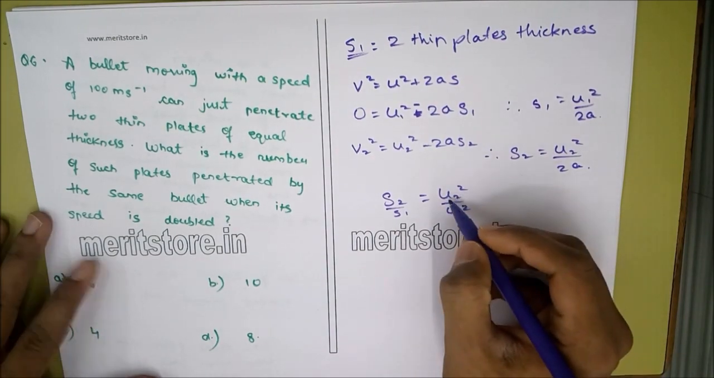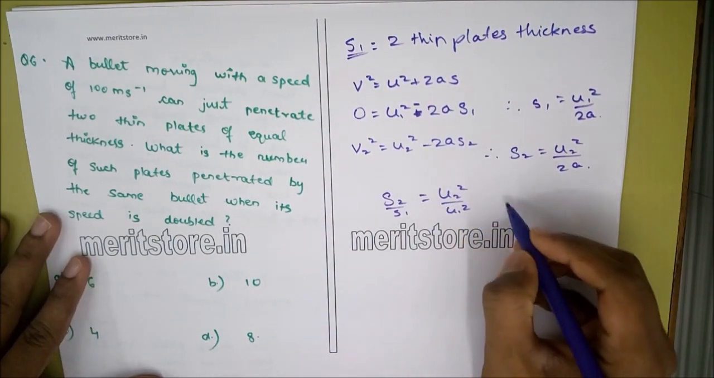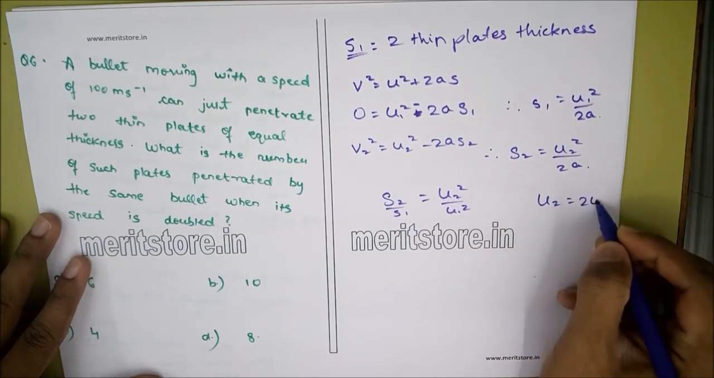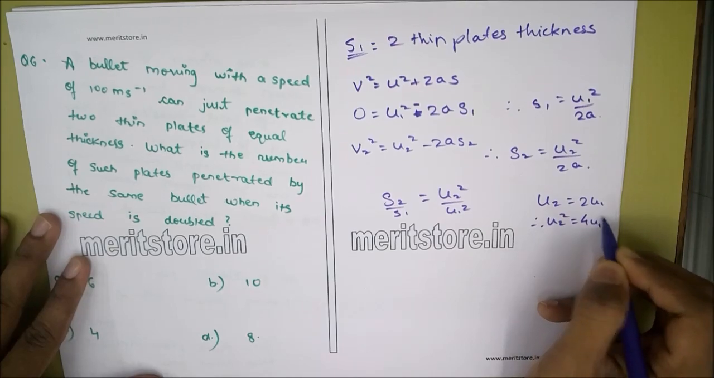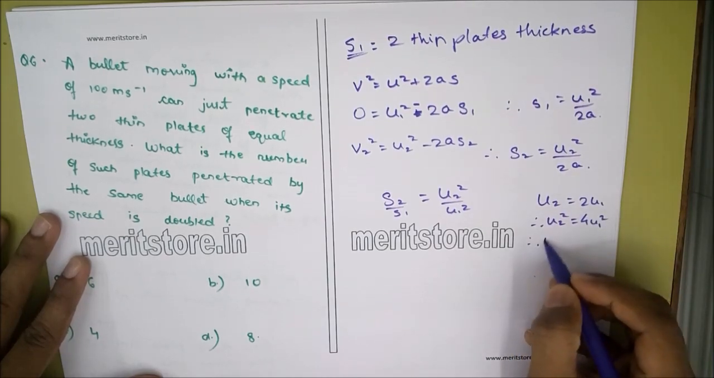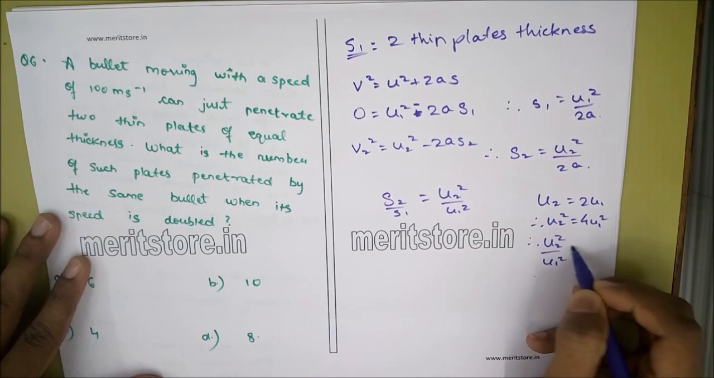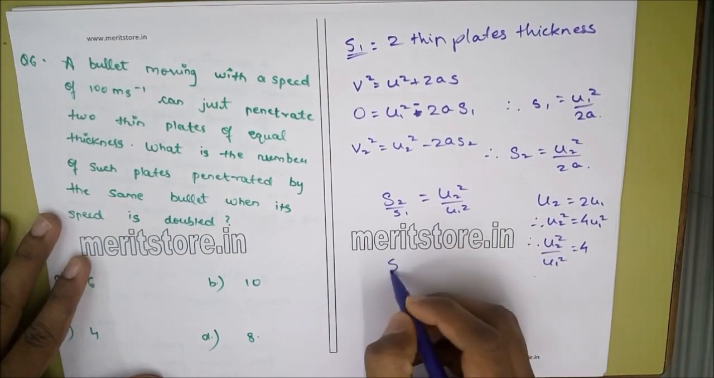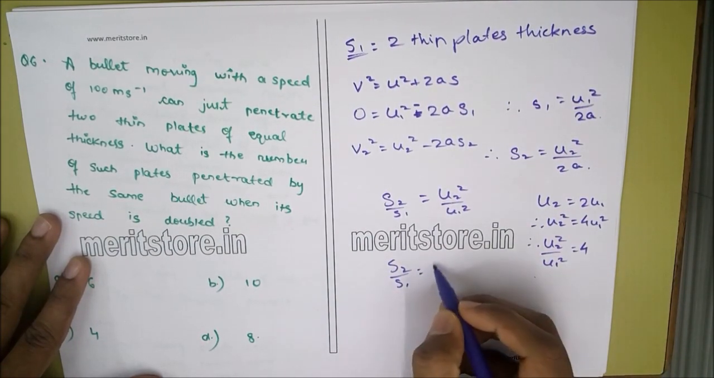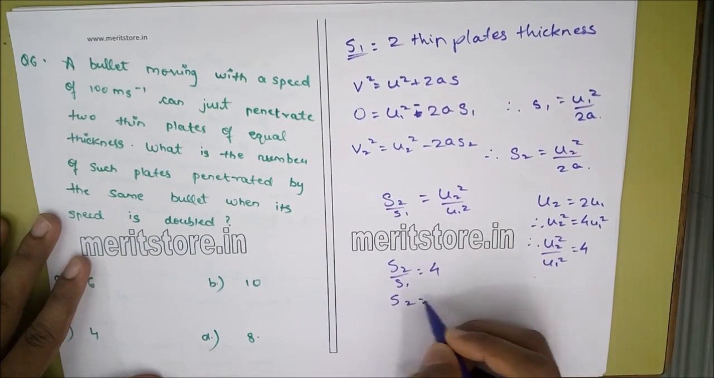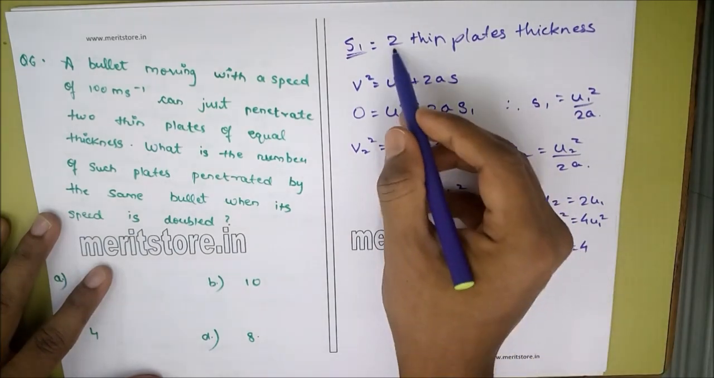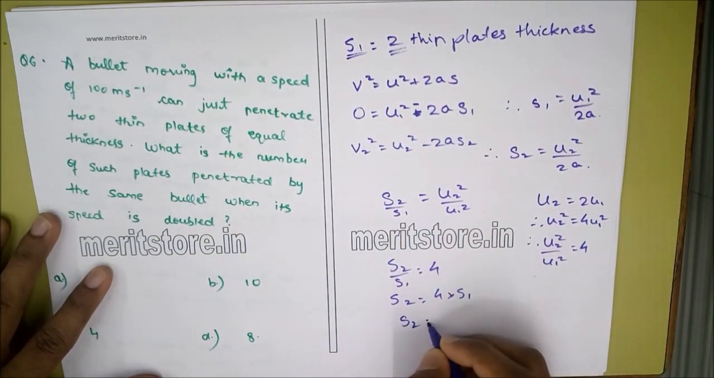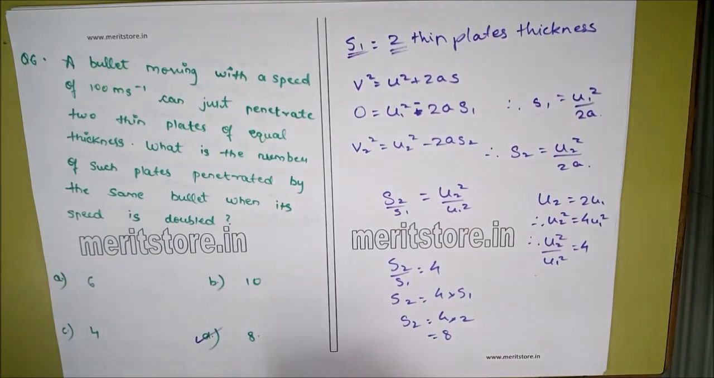Now since the speed u2 is twice u1, therefore u2 square is equal to 4 times u1 square, which means u2 square upon u1 square is equal to 4. So S2 upon S1 is equal to 4. So S2 is equal to 4 times S1. S1 is the number of plates, which is 2. So S2 will be 4 into 2, that is 8. Hence option D is the correct answer.